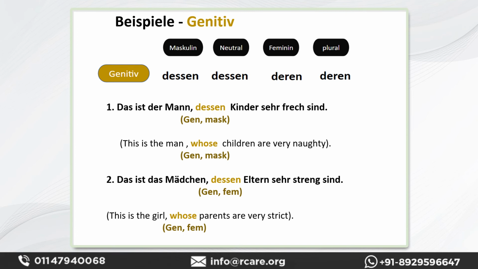Das ist das Mädchen, dessen Eltern sehr streng sind. This is the girl whose parents are very strict. So again we are using a neuter case here. Mädchen is neuter and these are the parents of whom? The neuter word. That means the girl's parents. So therefore we are using the neuter genitive relative pronoun here, dessen.